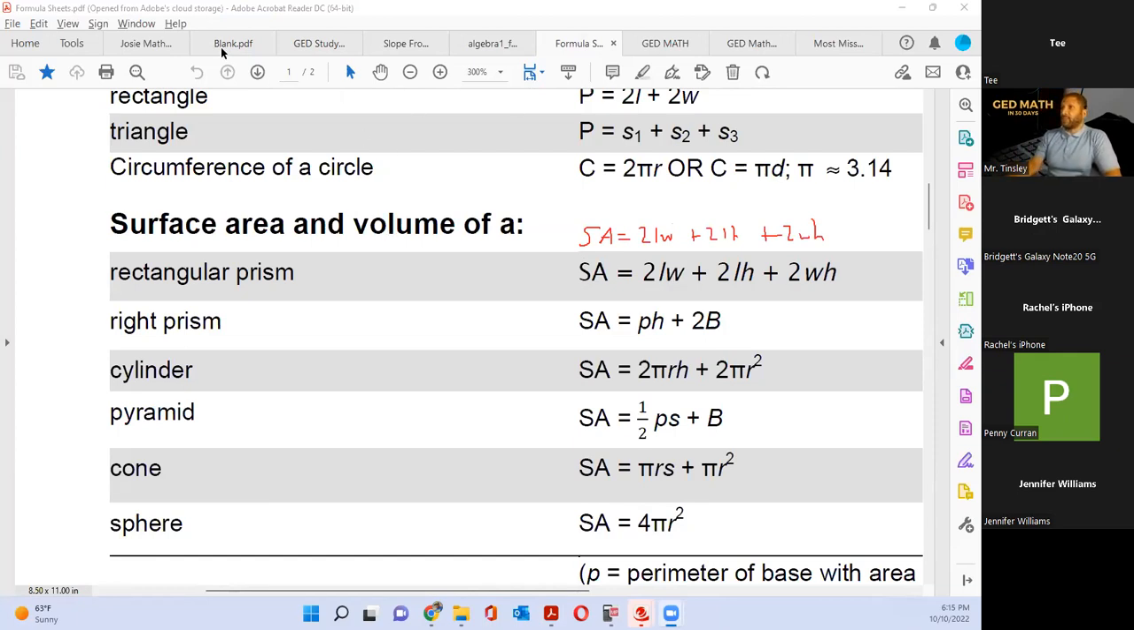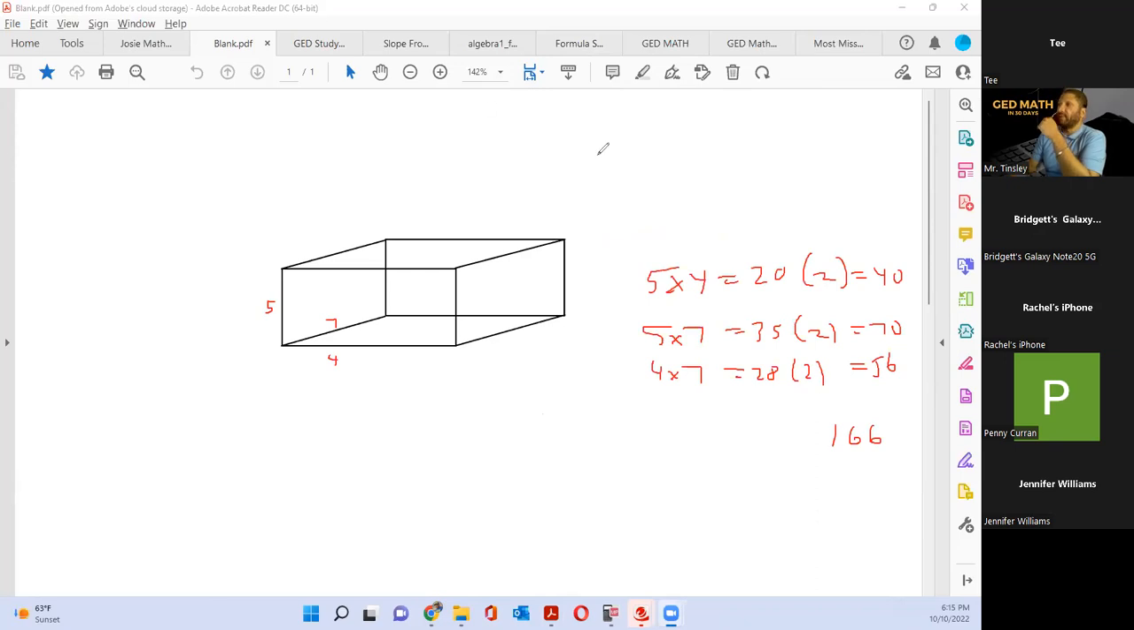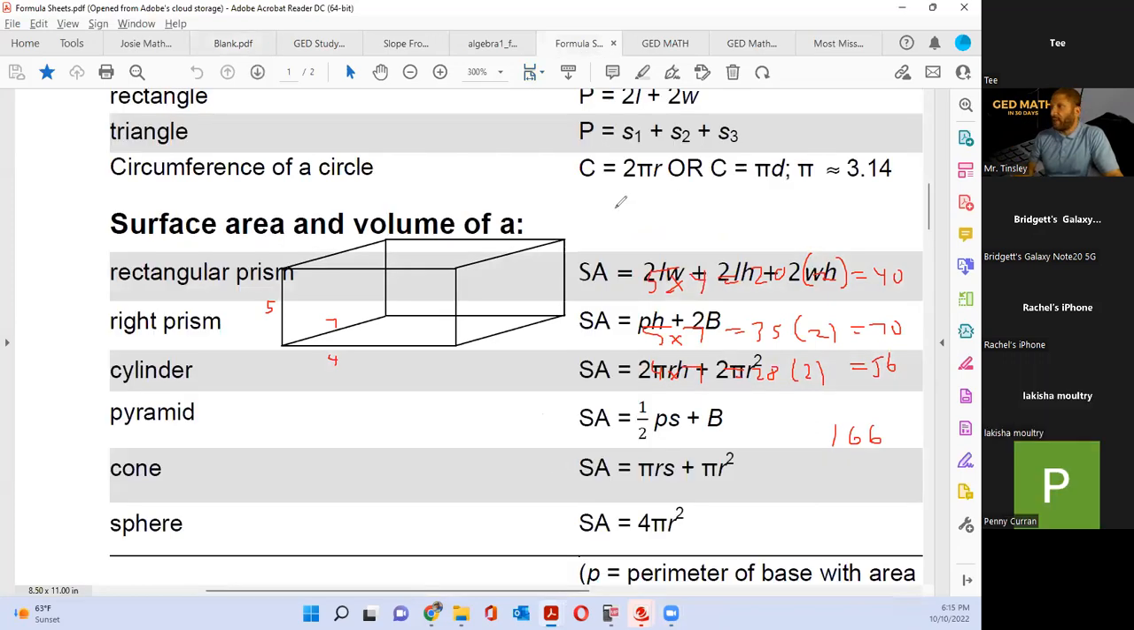I'm going to go back to that blank sheet. I'm going to hit, oh, I can't hit undo, can I? Oh my goodness. Okay. Anybody got that formula sheet? Matter of fact, I'll just write it down. I'll keep it on screen and I'll write it down. I'll provide it right here: 2LW plus 2LH plus 2WH. And then I'll go back to that blank page.